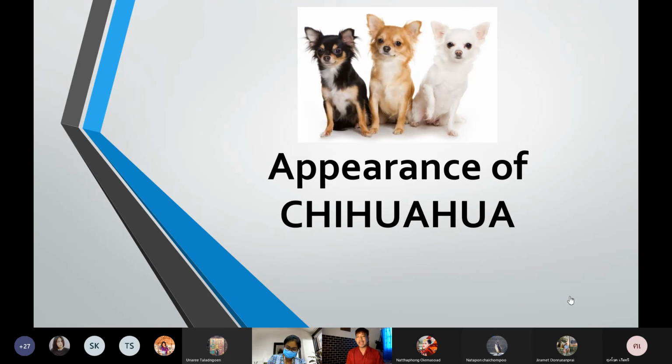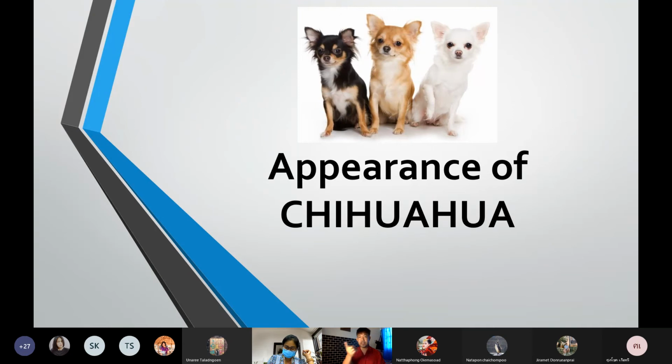Good afternoon, ladies and gentlemen. My name is Ruben H. Esteban. I am a student at RMUTL Phitsanulok, and I am majoring in animal science. I am a third-year student. Today, I'd like to present about the appearance of Chihuahua. This is very important for you to understand more the different physical structures of the dog Chihuahua.